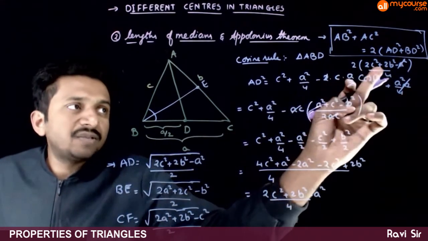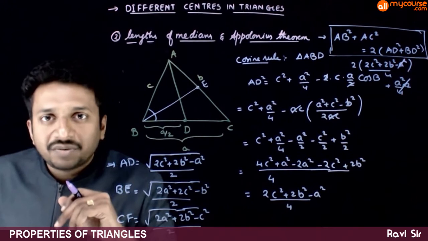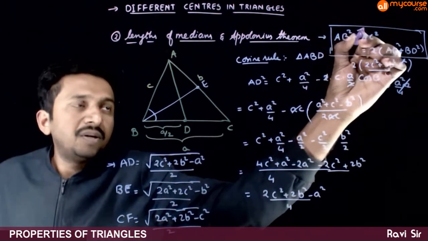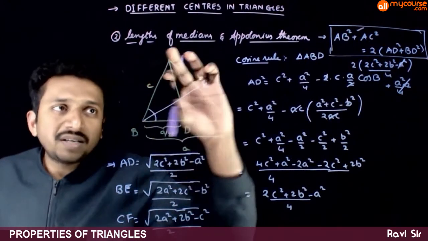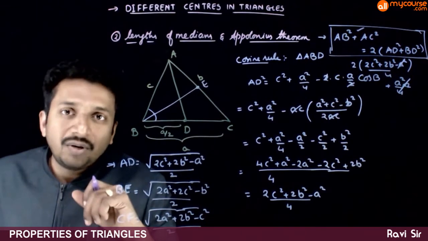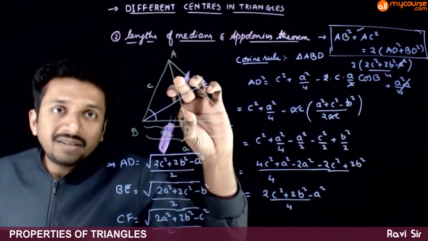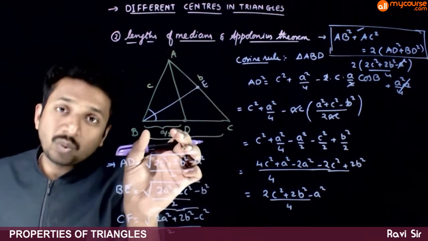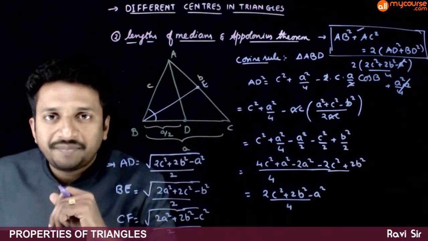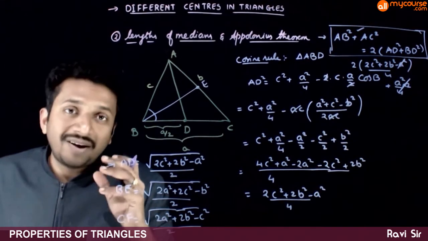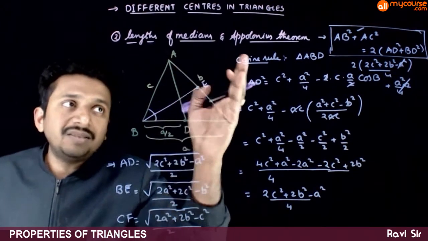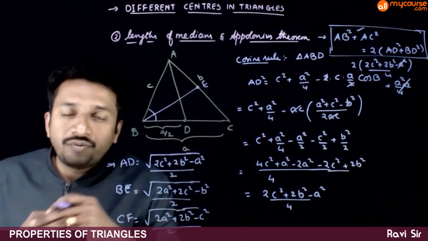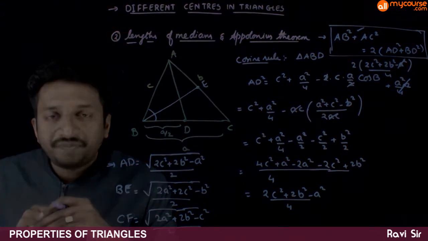So 4c square plus 4b square by 4 is b square plus c square. So the sum of squares of two adjacent sides is equal to 2 times the square of the corresponding median plus the square of half the opposite side. So I hope you have understood the lengths of medians and Apollonius theorem. So let's go forward to the next property.